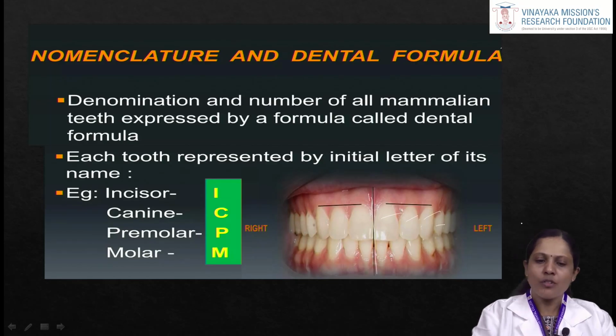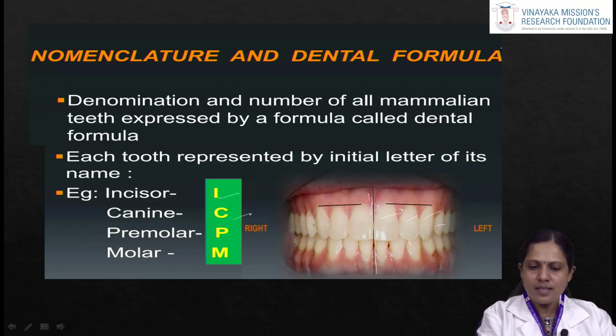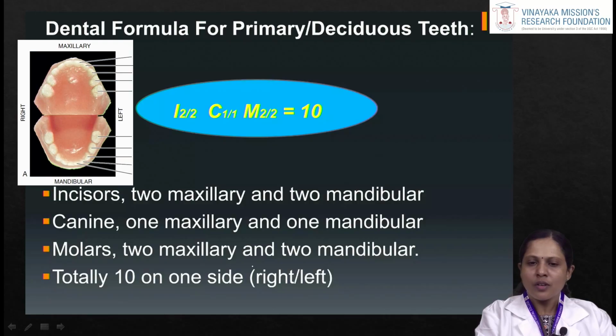In the dental formula, each tooth is represented by the initial letter of its name, and understanding the dental formula lays the foundation for mastering tooth identification and numbering systems. So each tooth is given an initial letter: incisor is I, canine is C, premolar is P and molar is M. This is for deciduous dentition. As I told you earlier, only one side of the jaw is considered while writing the dental formula.